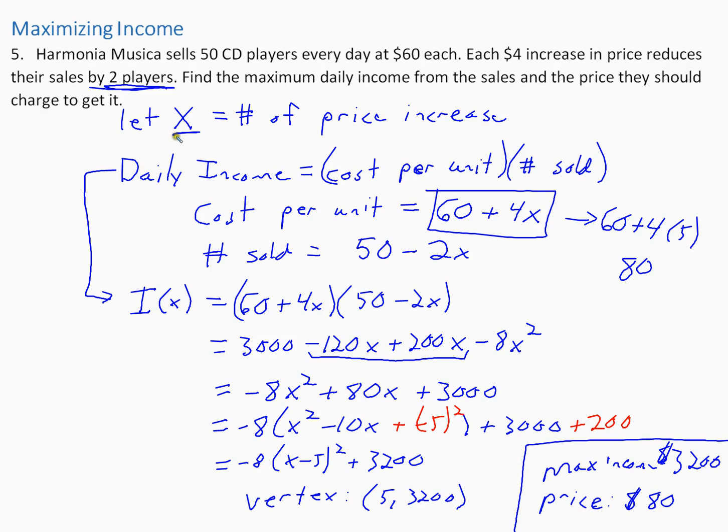We let our variable represent the price increase, which related both to the cost per unit and the number sold. And then we were able to write a function, which turned out to be a quadratic. And once we have that, we complete the square to get its vertex. Now this one was a little different because the 5 was not our answer, but it helped us find our answer when we plugged it into the cost per unit or the price per unit.